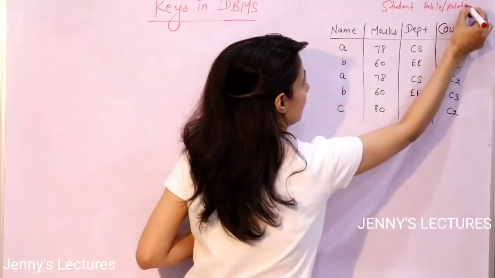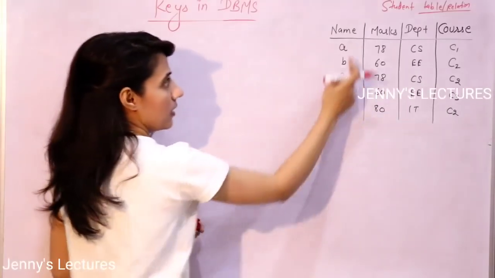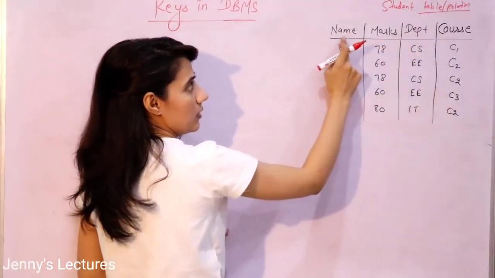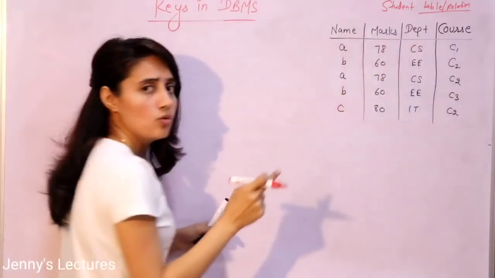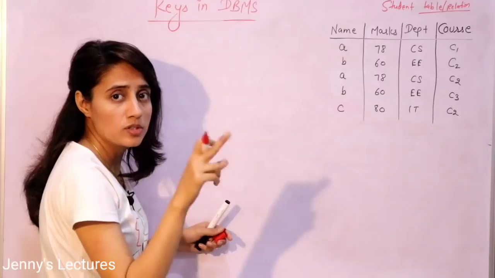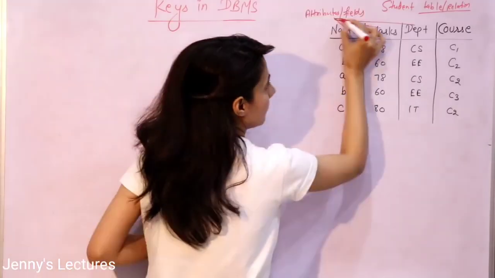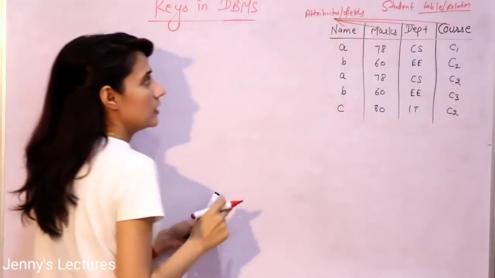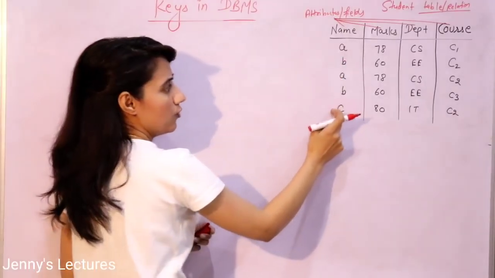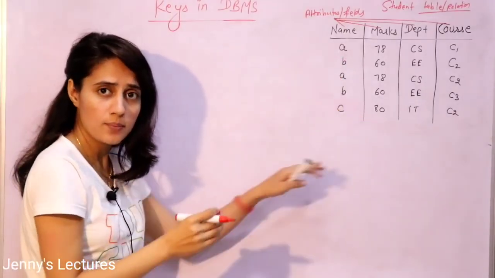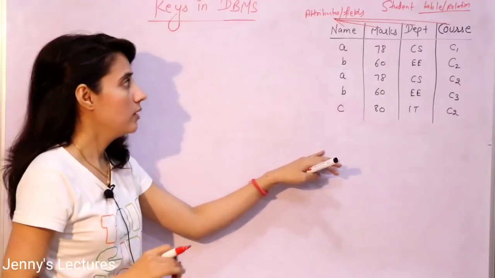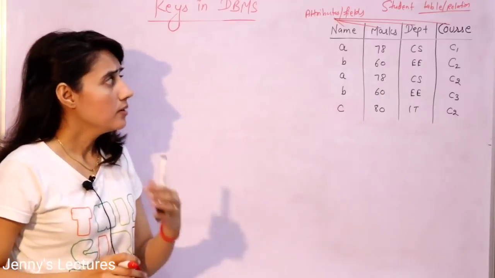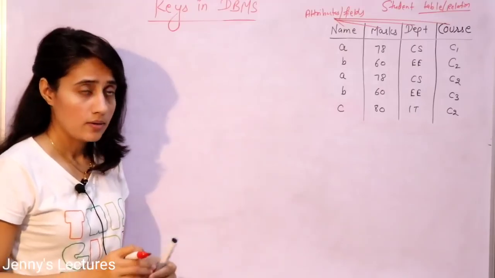You can say it is a table or relation, and it has 4 columns. The names of the columns are name, marks, department and course. So these are attributes, or these are called fields. So these 4 are fields, and these 1 2 3 4 5 rows we have in this table. These are called tuples, or you can say records. Fine. Now why do we need a key in the DBMS?